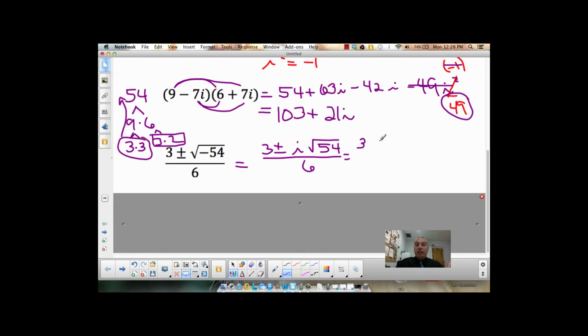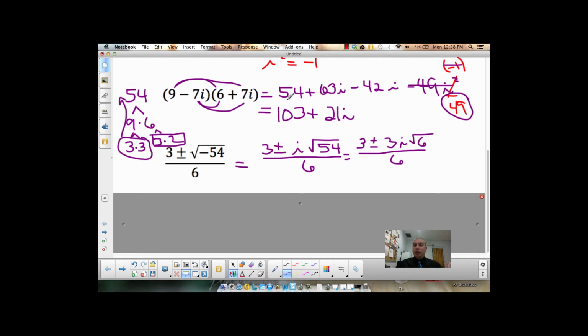So I've got 3 plus or minus 3i square root of, and we still have the 6 inside because you've got the 3 times the 2. So we get the 6 inside. All that is going to be divided by 6. I haven't done anything yet that you've never done.